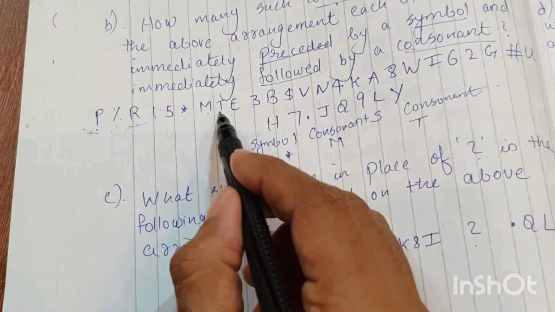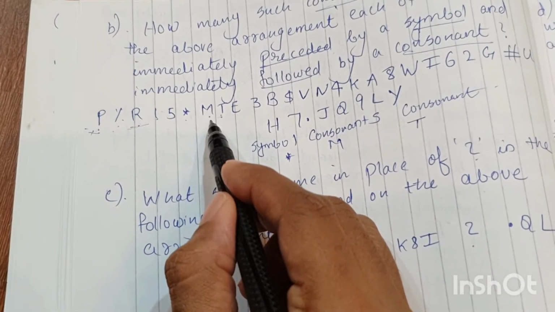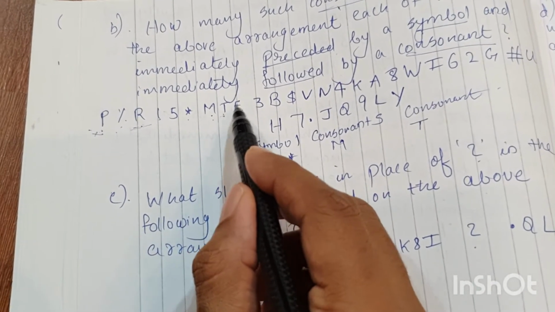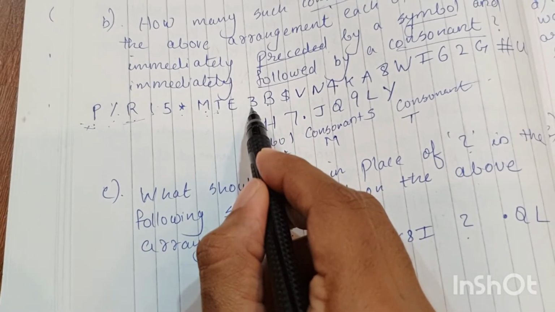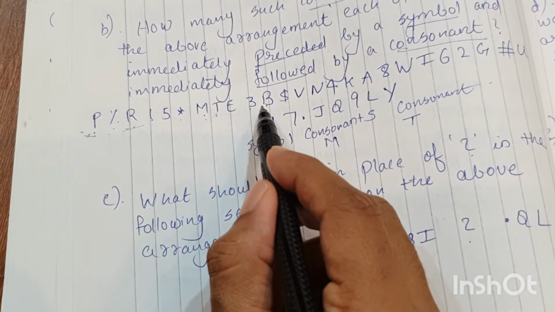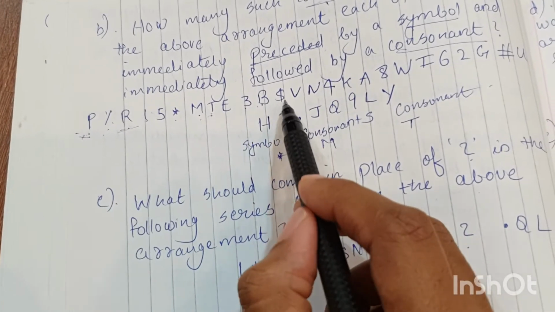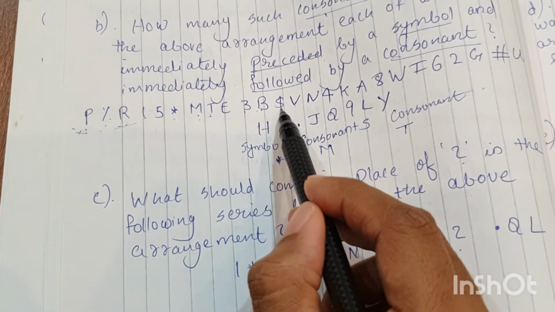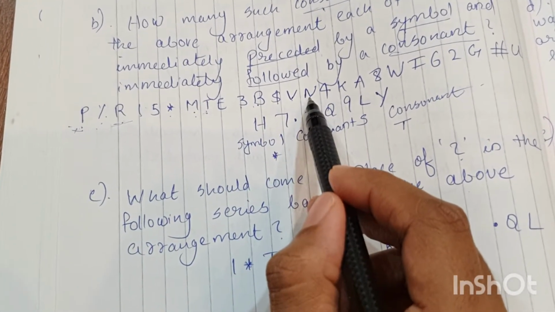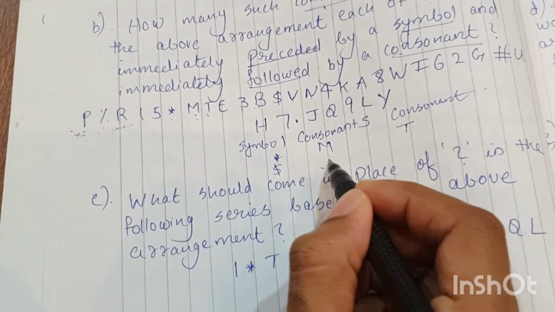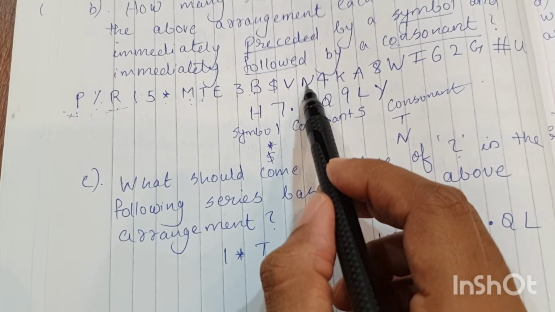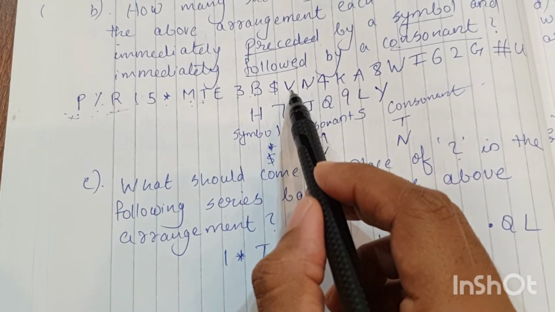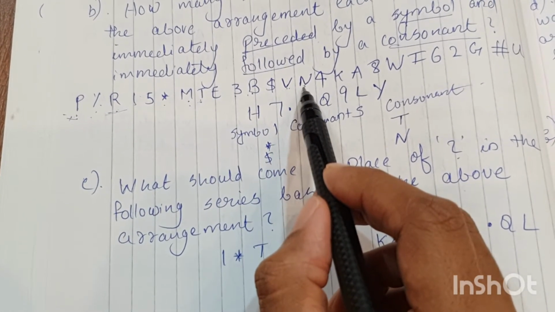Okay, looking for the next one, T. Before T, it is not a symbol. Then looking for the next consonant, B. Before B, it is a number, it is not a symbol, so it is not the choice. Then looking for the next consonant, V. Before V, it is a symbol, after V, it is a consonant, so $VN is another answer. Okay, and looking for the next one, N. Before N, it is not a symbol, it is a consonant, so this is not the right one.